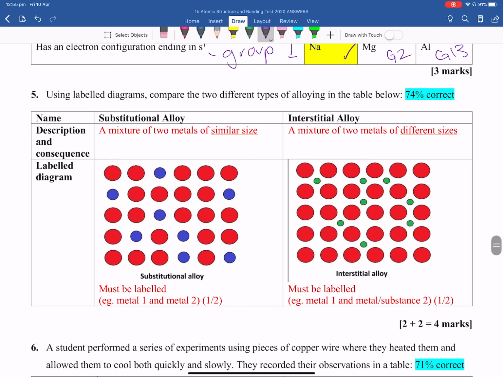Going down with our labeled diagrams here, most people lost at least 1 mark. Can you see this thing here? I'm going to highlight it over and over again. They had to be labeled. If you just drew these pictures, the pictures themselves are only half a mark each. The other half of a mark was labeling it in some way.